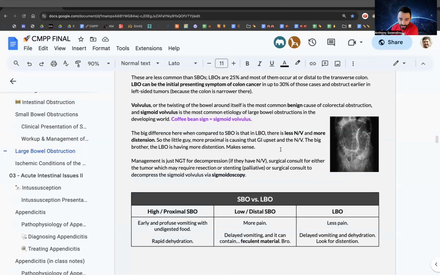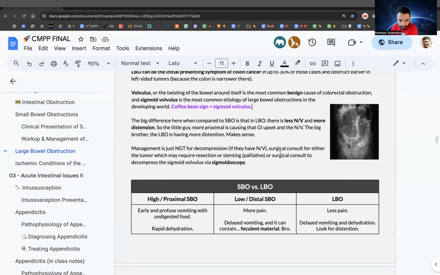Like we mentioned before, there's less nausea and vomiting and more distension in a large bowel obstruction versus a small bowel obstruction. Management for an LBO is an NG tube for decompression, especially if they have nausea and vomiting. Consult surgery. And we can decompress if they have a sigmoid volvulus via a sigmoidoscopy.